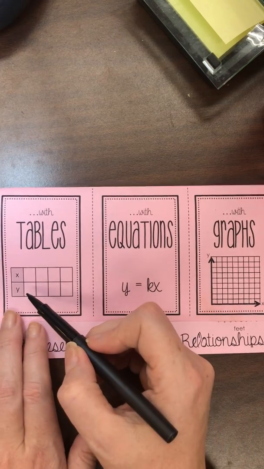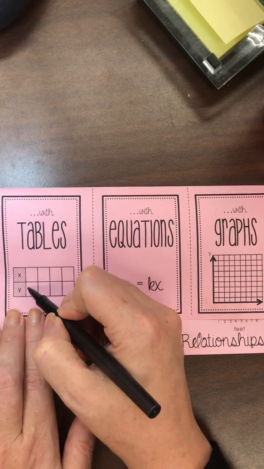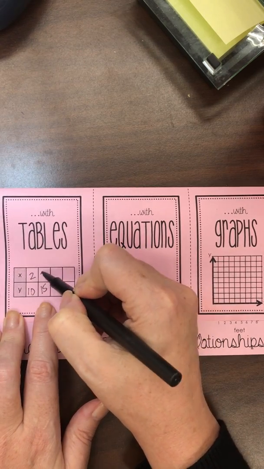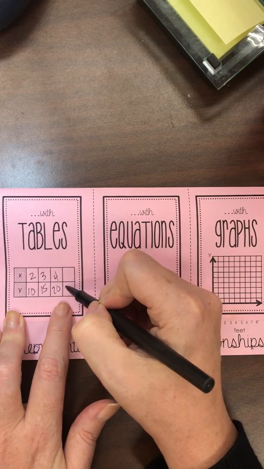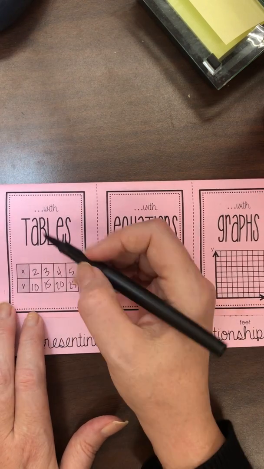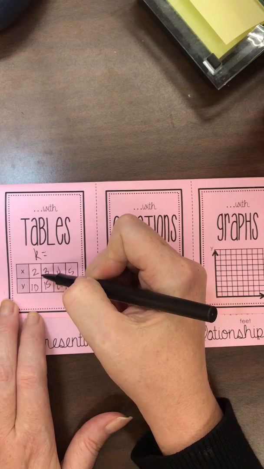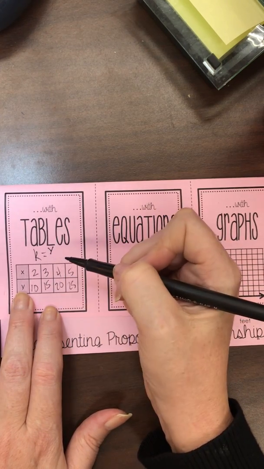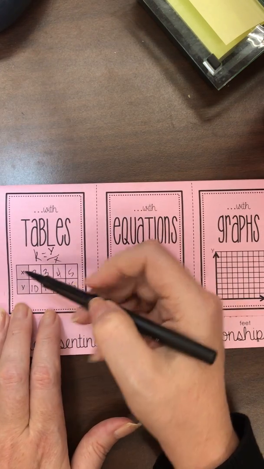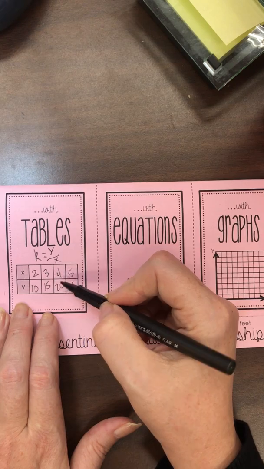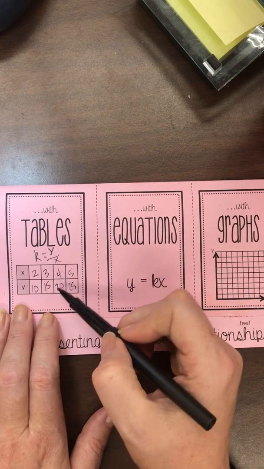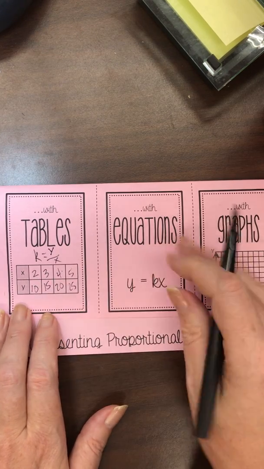Simply put, if you take any number, let's say here I have 10 and 2, and then here I have 15 and 3, 20 and 4, 25 and 5. You would be able to say this is a proportional relationship because I can find my constant by taking my y every time and dividing it by my x. So 10 divided by 2 is 5. 15 divided by 3 is 5. 20 divided by 4 is 5. And 25 divided by 5 is 5. So you can find it by dividing y over x.